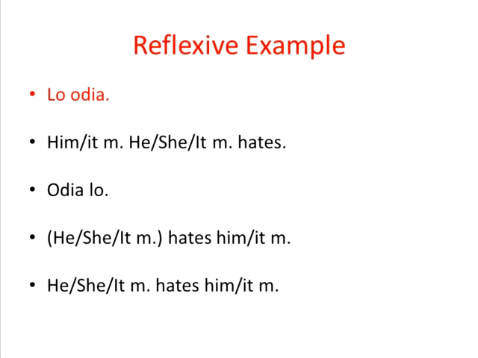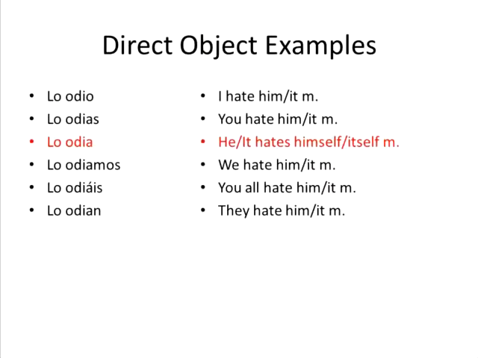Now we'll look at some direct object examples. Lo odio, I hate him or it, the masculine object. And to make this a little less obscure, let's pretend that said object is el libro. It's the book. I hate it. I hate the book. So pretend we're talking about a book we hate right here. Lo odio, I hate it. Or lo odio, I hate my ex-boyfriend, for example. Lo odias, you hate him. Or lo odias, you hate it.